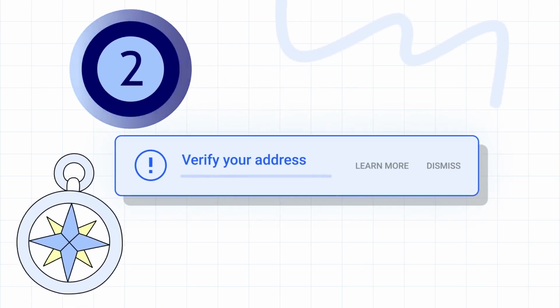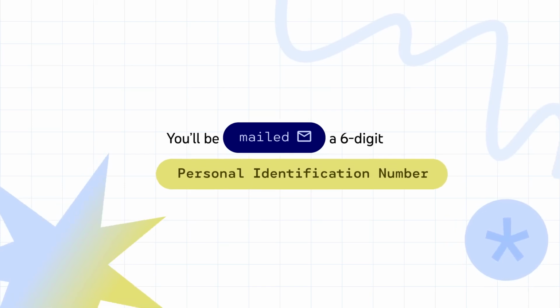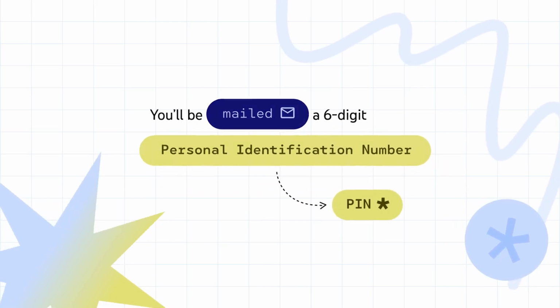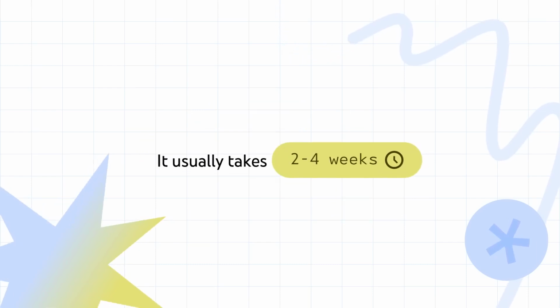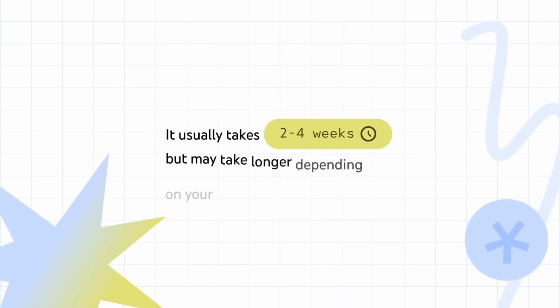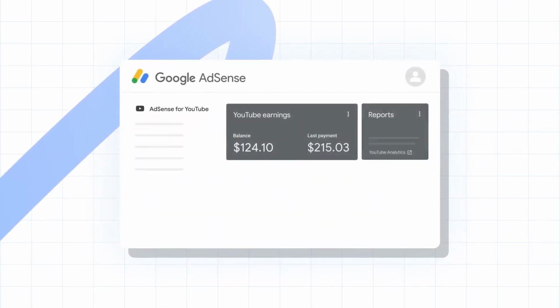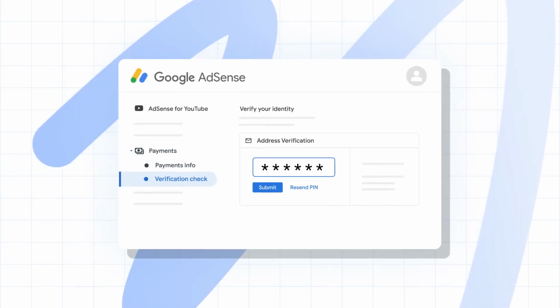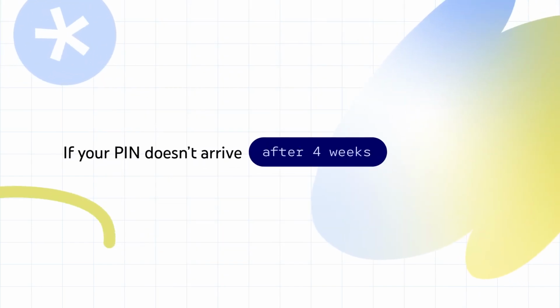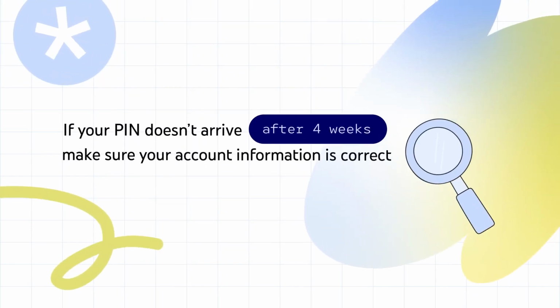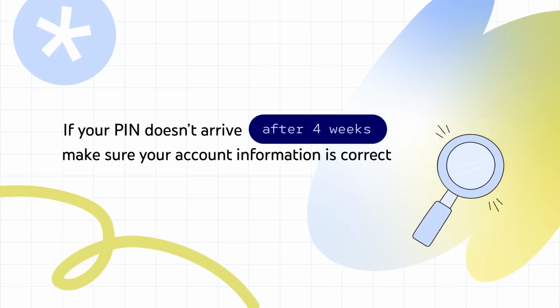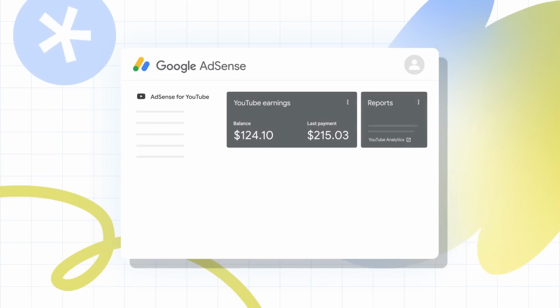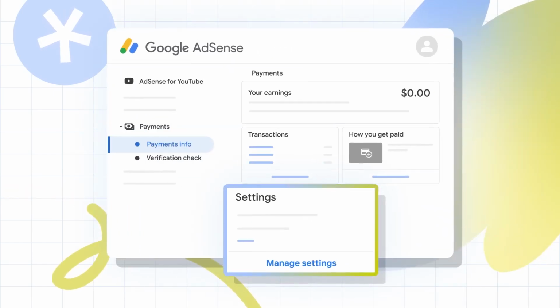Once you verify your identity, you'll need to verify your payment address. You'll be mailed a 6-digit personal identification number, also called a PIN. It usually takes 2 to 4 weeks for your PIN to arrive at your payment address, but it may take longer depending on your location. Once your PIN arrives, you'll need to enter it into your AdSense for YouTube account by going to Payments, then Verification Check. If your PIN doesn't arrive after 4 weeks, make sure your account information, including your payment address, is correct. You can make changes if needed by going to Payments, then Settings.